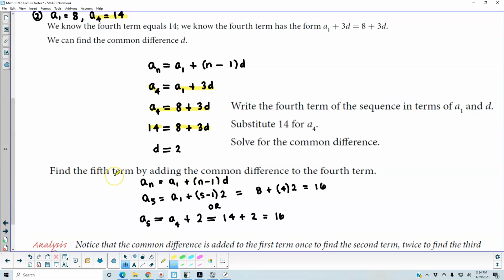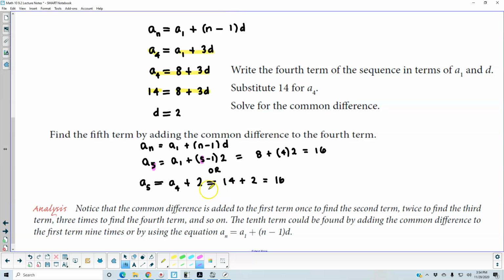Now we can find the fifth term by adding the common difference to the fourth term. So using the formula, we can say that a subscript 5, being the fifth term, means we have 5, and then we subtract 1, which gives us 4. We know that the first term is 8, and we know the common difference is 2. So 8 plus 8 is going to give us 16. So we can see that the fifth term is 16. Or we can take the fourth term and add the common difference, which is 2, and so therefore 14 plus 2 is equal to 16.